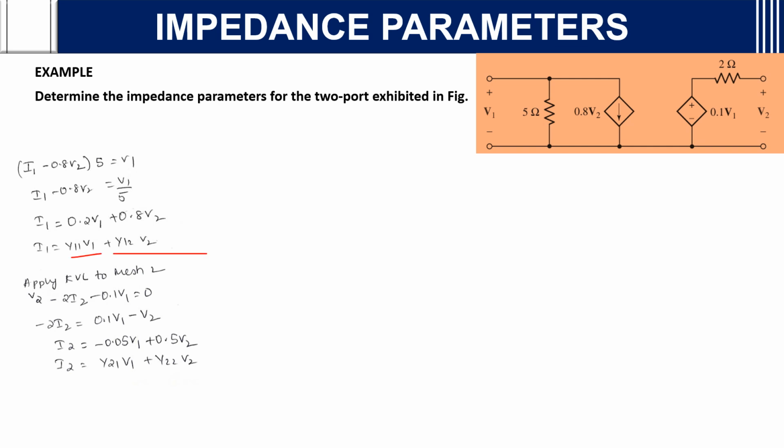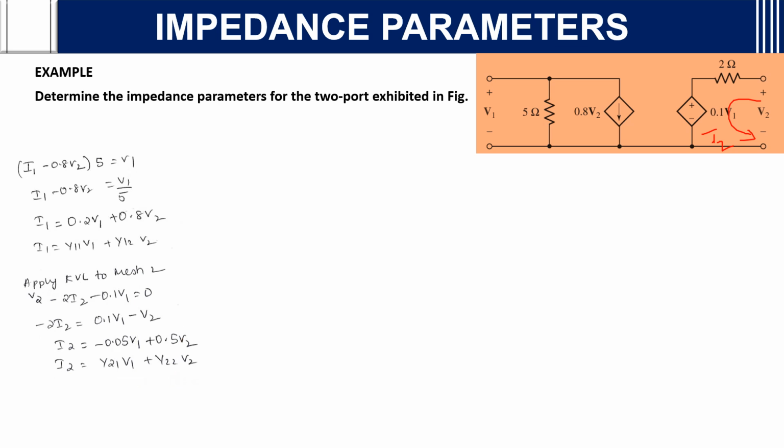Then apply KVL to mesh 2. If you consider this as mesh 2, and I2 current is flowing through this, then what will you get? V2 minus 2 I2 minus 0.1 V1 is equal to 0. You will get I2 in terms of V1 and V2, that is I2 is equal to minus 0.05 V1 plus 0.5 V2. It is in the form I2 is equal to Y21 V1 plus Y22 V2. So you got the admittance matrix.